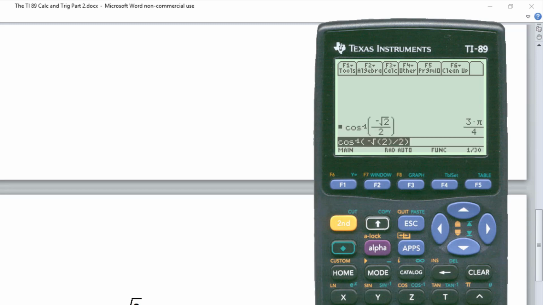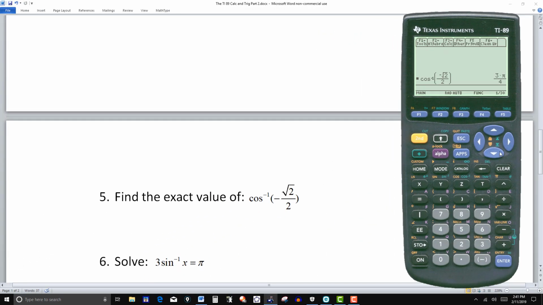And the calculator gives you cosine inverse of negative radical 2 over 2 is 3 pi over 4 in radians. So it recognizes what the range for the cosine inverse is, which of course is from 0 to pi. Your answer has to be between 0 and pi, and it does that. Okay, let's clear this and go to the next one.